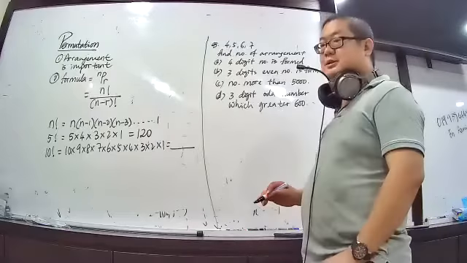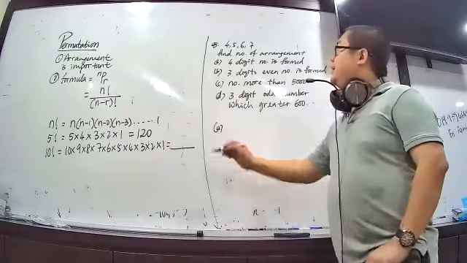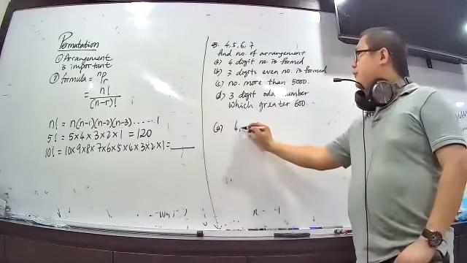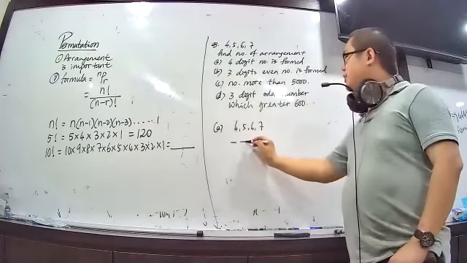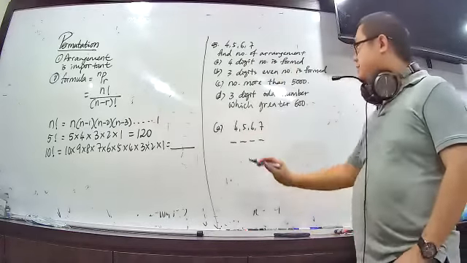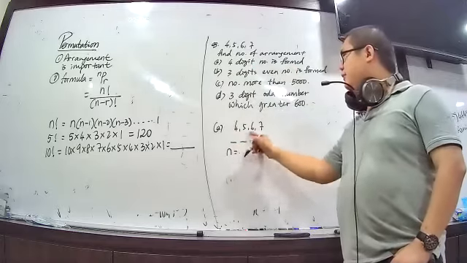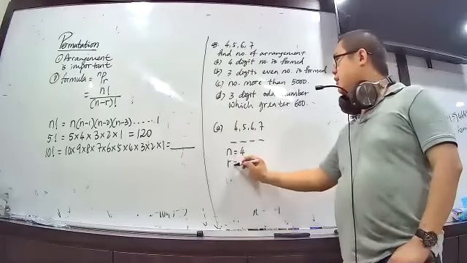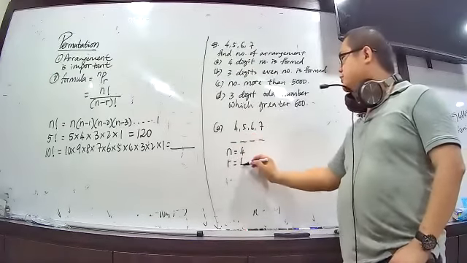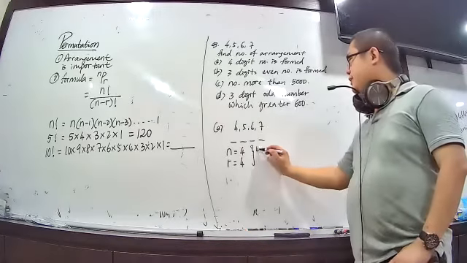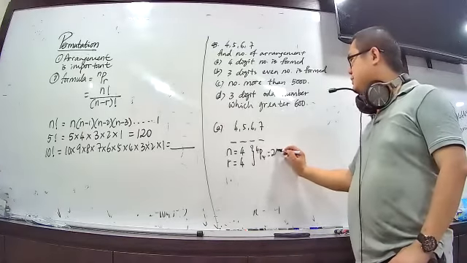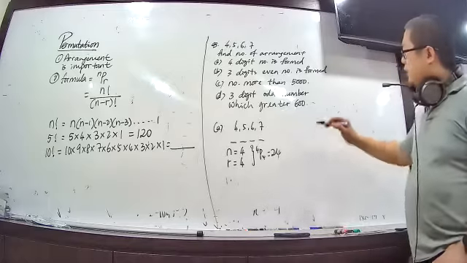So A, let's say I give you 4, 5, 6, 7, right? So I want a 4-digit number from 1, 2, 3, 4. So it means that my n, I have 4 digits. My r, 1, 2, 3, 4, I also have 4 boxes to choose. So from here, I can write down 4P4. My answer is 24. Okay.